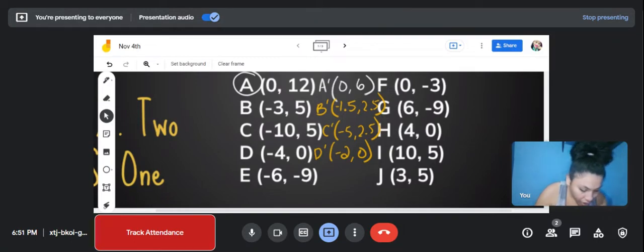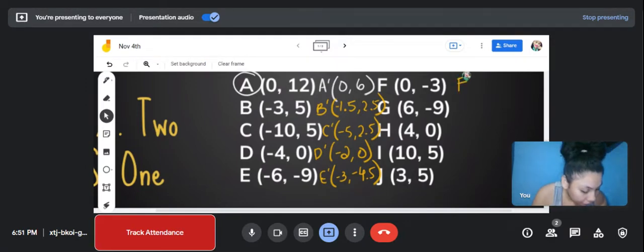Then I have E1. E1 is negative 6 times a half, that gives me negative 3, and negative 9 times a half, that gives me negative 4.5. So these are the points that I'm going to be plotting, right? So you guys have to be careful when doing these ones. Okay.